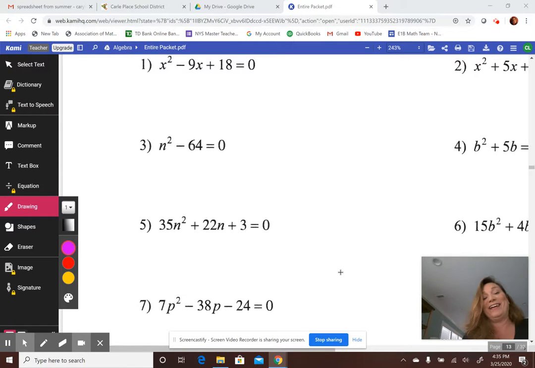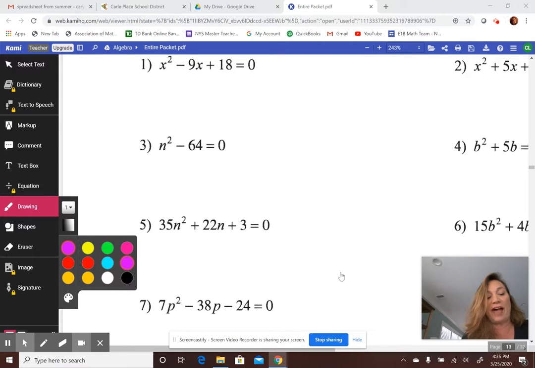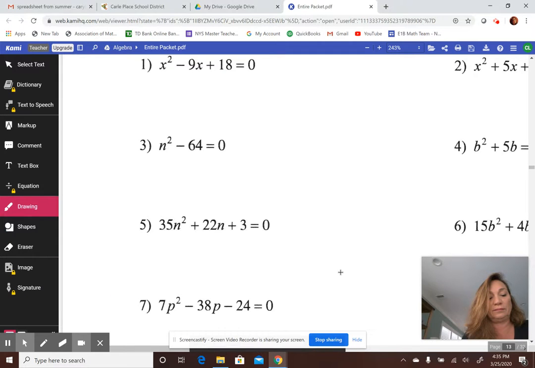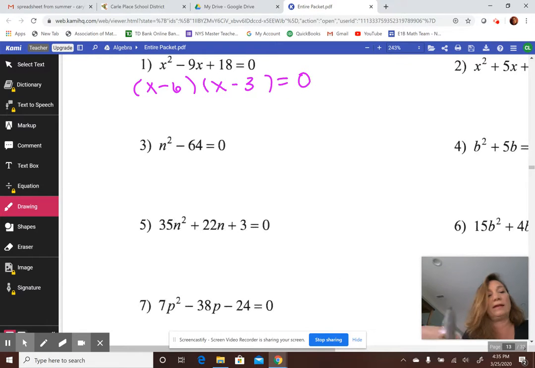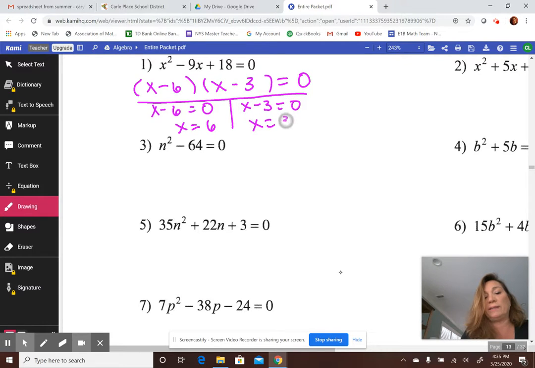All right. So for this first one, I'm going to do everything by factoring. Factors of 18 that will give me a sum of -9 would be -6 and -3. So I set those factors equal to 0, and I get x equals 6, and I get x equals 3.